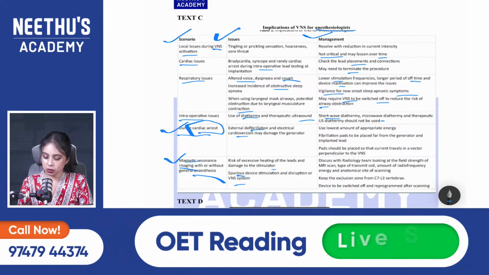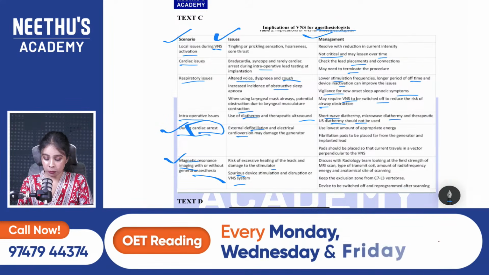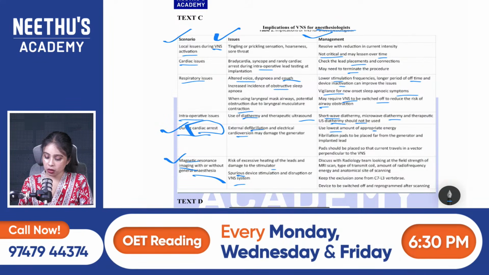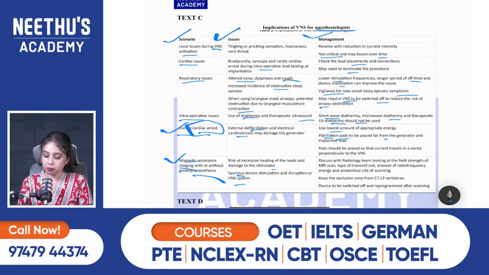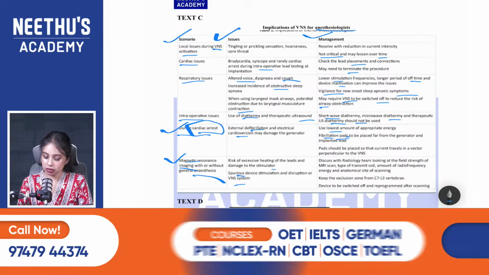Short wave diathermy, microwave diathermy, and therapeutic ultrasound diathermy should not be used. Then use the lowest amount of appropriate energy, with defibrillation pads to be placed far from the generator and implanted lead.